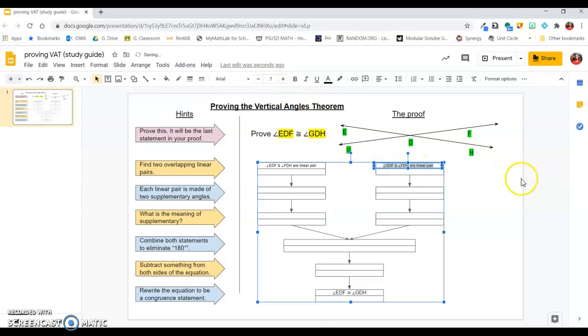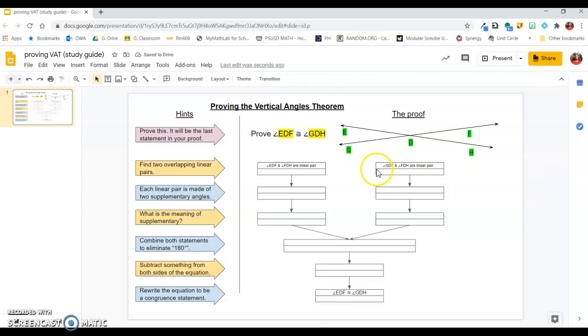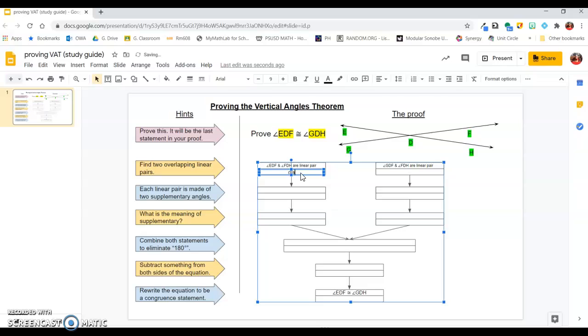So what's the reason that we know those are a linear pair? The reason is the diagram tells us. So all you have to do is put the word diagram. Don't type it twice, copy paste it. Now I'm taking my advice from these arrows that are over here. Each linear pair is made up of two supplementary angles. So I'm going to just copy paste this.